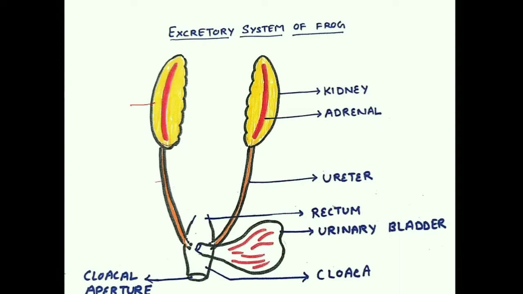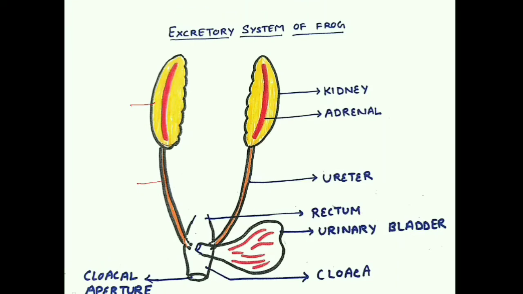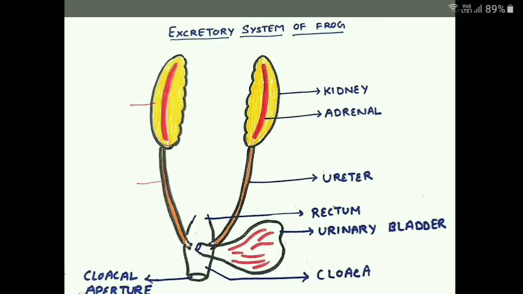Just below the kidneys I have made a pair of ureters. Then there is a single bilobed urinary bladder, which opens to the outside by a special chamber called the cloaca, and the opening of the cloaca I have labeled over here. This opening we call the cloacal aperture, which is marked at the hind end.